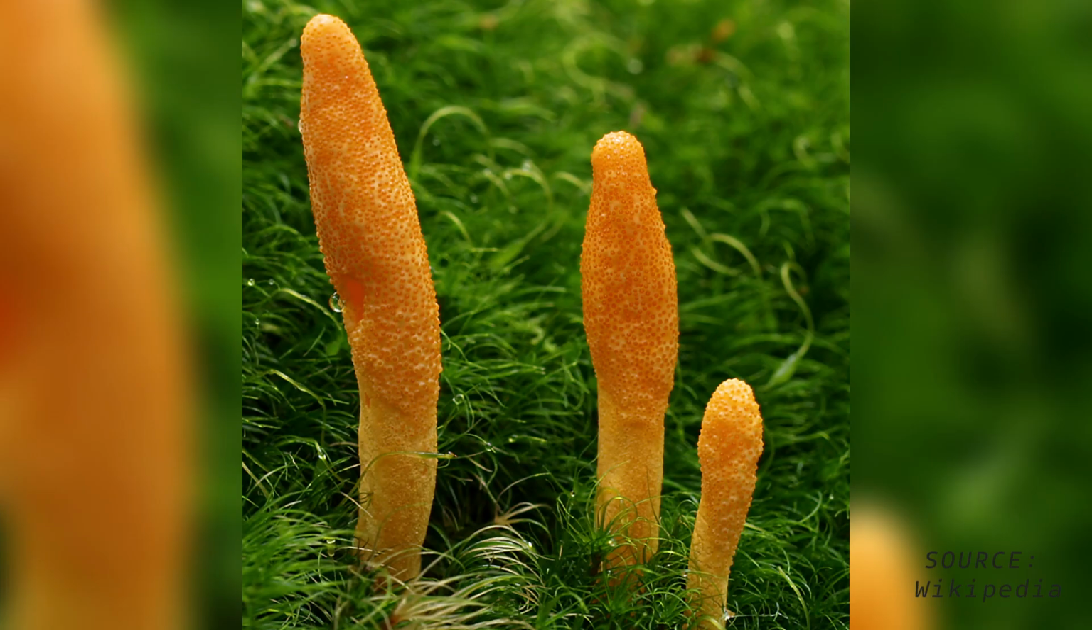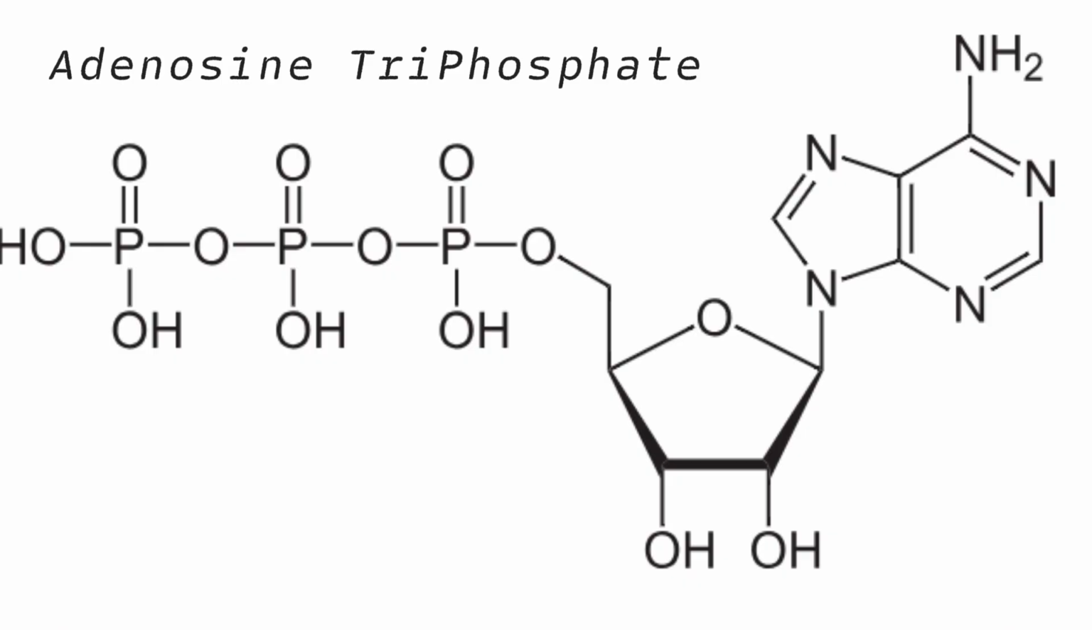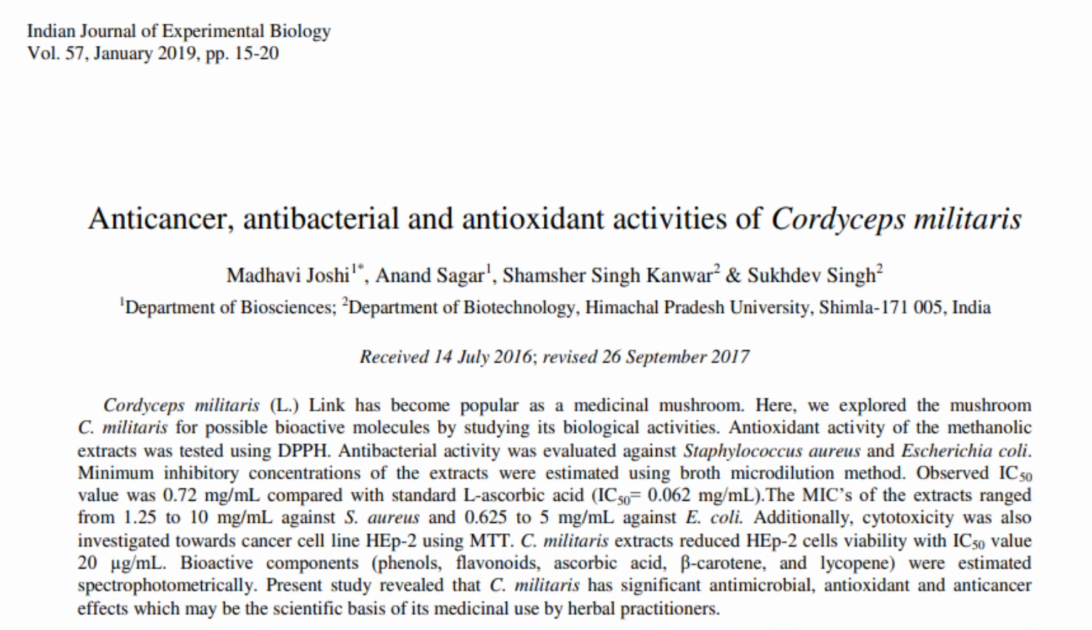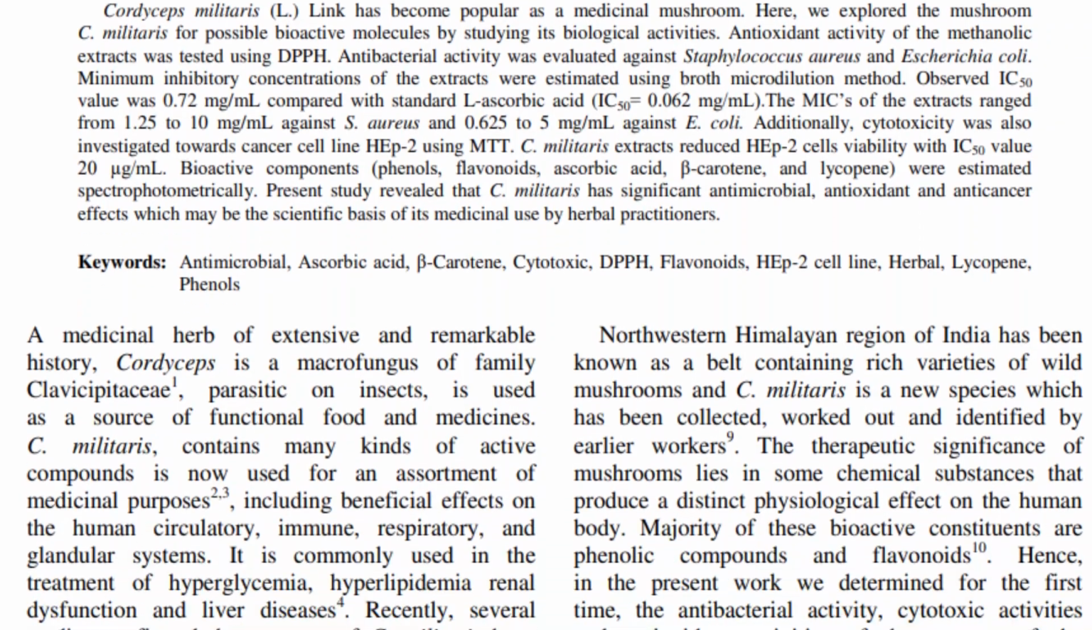Some species produce compounds that are of medical interest. For example, Cordyceps militaris produces cordycepin, a molecule that is similar to adenosine. Adenosine, in turn, is used in cellular energy transfer and RNA synthesis. RNA synthesis is the process that allows genetic instructions to be turned into proteins. Researchers have also looked into cordycepin for potential anti-cancer, anti-inflammatory, and antimicrobial properties.